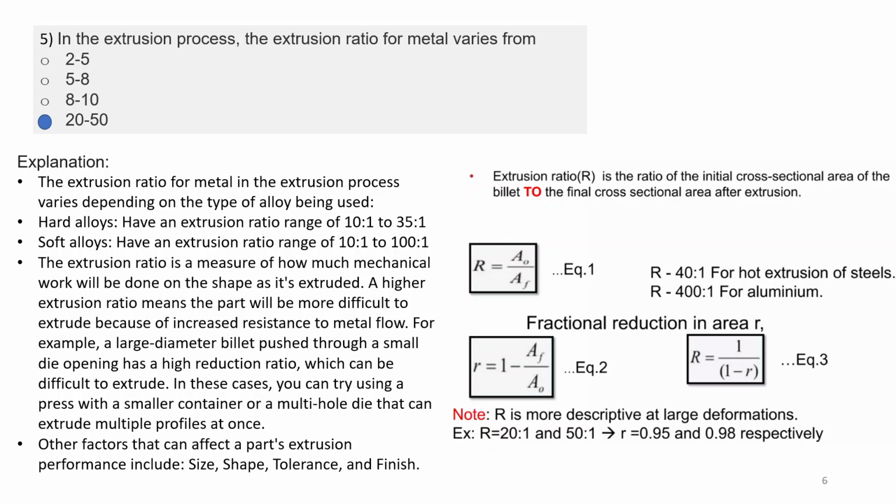Next is, Ma'am, by 20 is to 50, meaning 20 to 50? Yeah, 20 is to 1. Can you repeat? By 20 to 50, it means 20 is to 1 to 50 is to 1. Yeah.